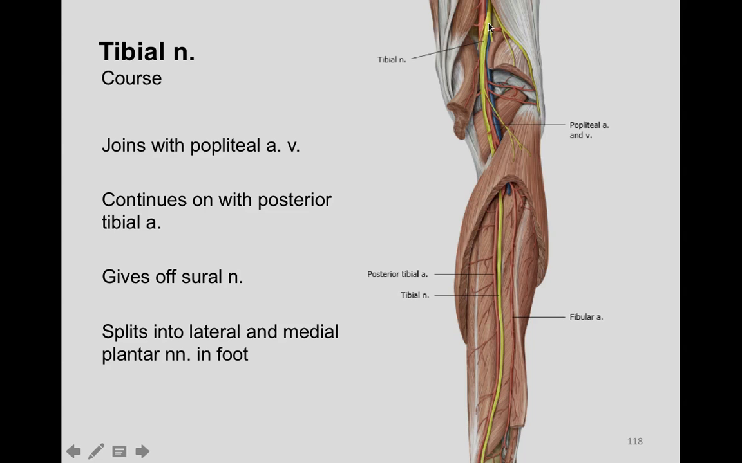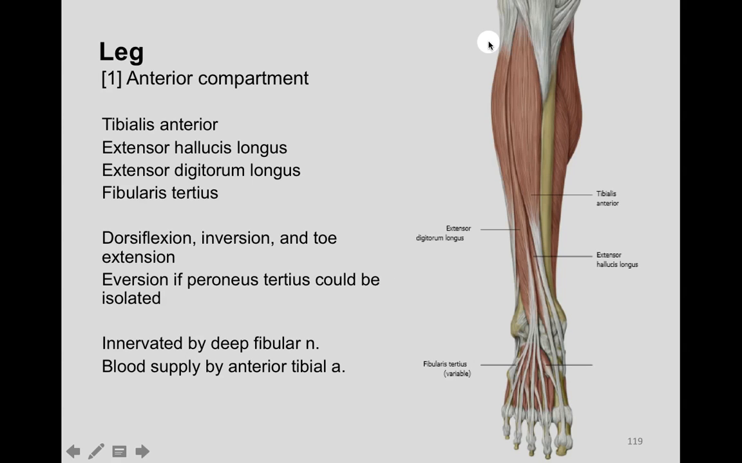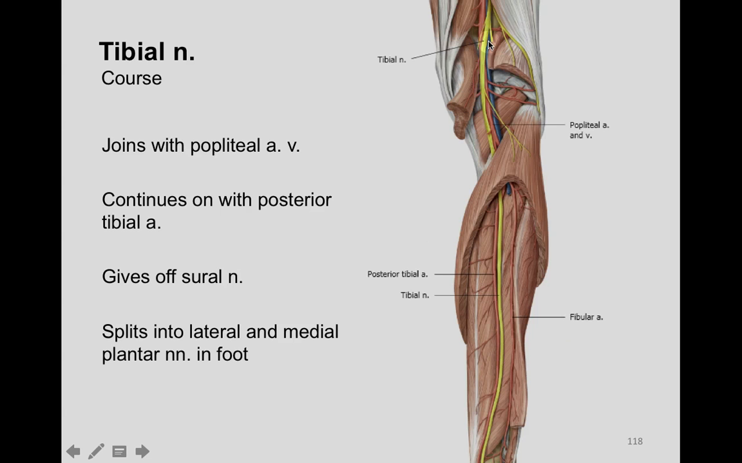Typically, the tibial nerve will give off the sural nerve, which is a cutaneous nerve on the posterior aspect of the leg. And then if we follow the tibial nerve all the way down into the medial aspect of the ankle joint at the medial malleolus, this will split into medial and lateral plantar nerves at the foot.